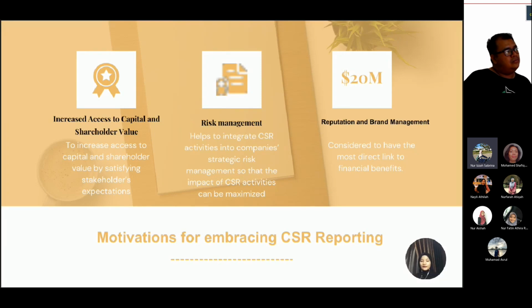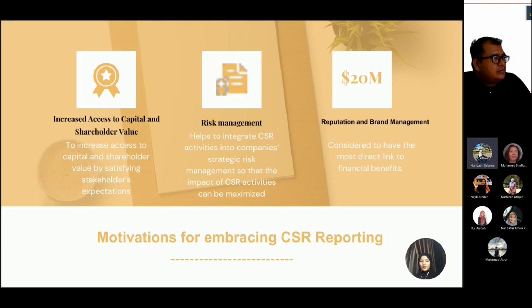For the second one is risk management. Basically, in the current business environment, the importance of social risk has increased among other traditional risks such as technological, economic, and also political risks, so that it is hard to integrate CSR activities into company strategic risk management so that the impact of CSR activity can be maximized.